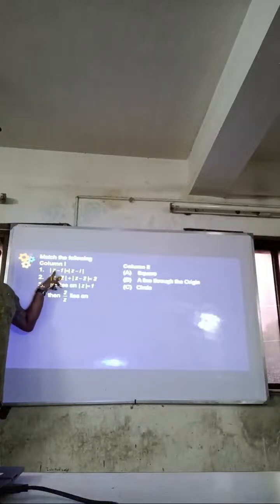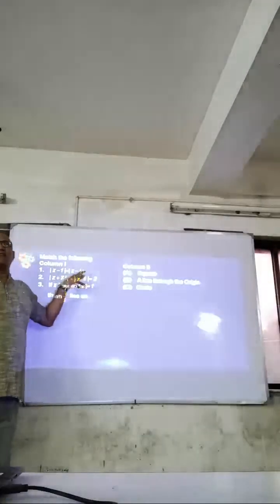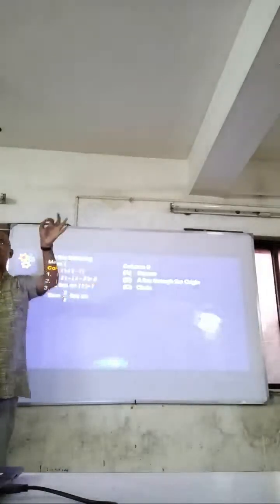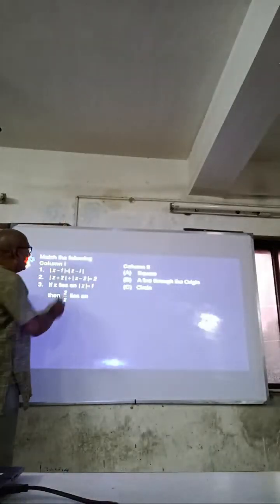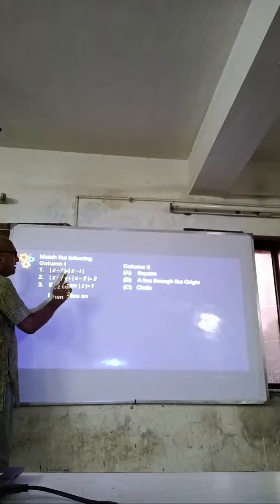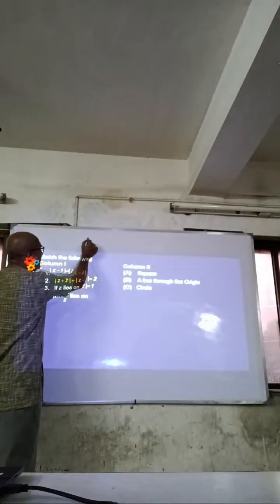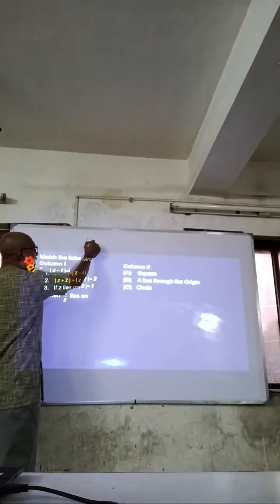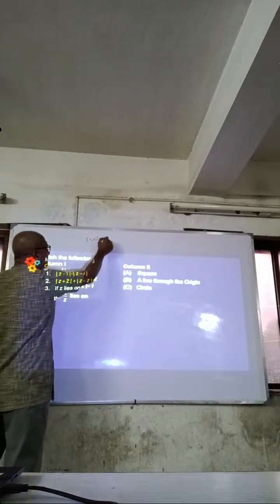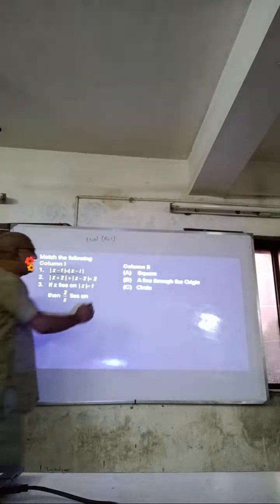If I put origin in place of z, this is modulus of minus 1 which gives us 1, and here modulus of minus iota again gives us 1. So definitely it is passing through the origin. Moreover, it represents a straight line which is actually the perpendicular bisector of the line joining 1, 0 and 0, 1. Perpendicular bisector of the line is definite.